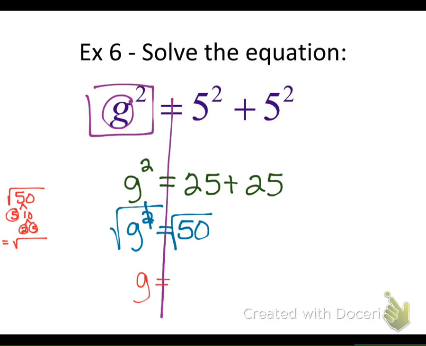No, 2 times 5 times 5. There you go. Then what? You start from the first two. Cross one of them out, it becomes the outside, which would be 5 square root 2. Perfect. So the square root of 50 is going to be what, Kara? 5 square root 2. And that's going to be your final answer.